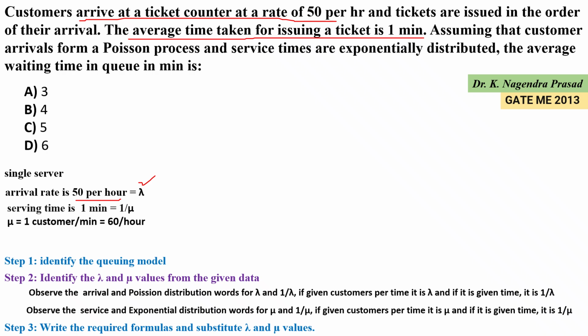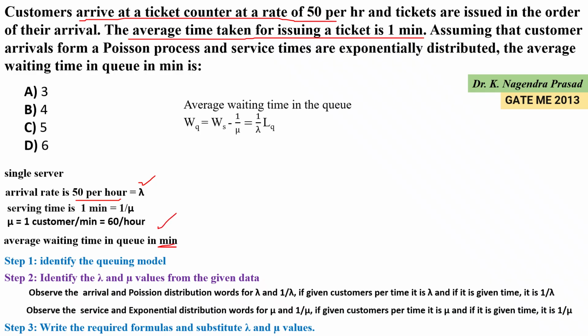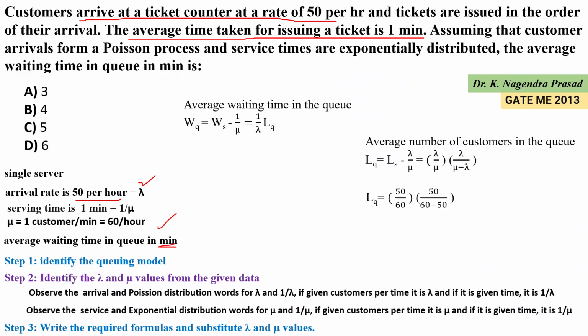So we know the lambda and mu values. Then we have to determine the average waiting time in queue in minutes. We know the formula for average waiting time in the queue, and first we have to determine Lq, the length of the queue, which is equal to lambda by mu into lambda divided by mu minus lambda. So Lq equals, with lambda 50 and mu 60, 50 by 60 into 50 divided by 60 minus 50. So it is 10, and the 0 cancels, it will be 5. Here also the 0 gets cancelled. Then 25 by 6 or 250 by 60.